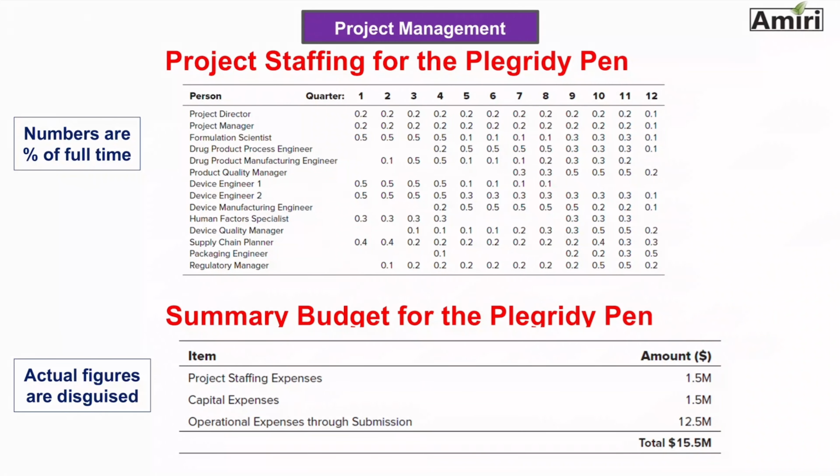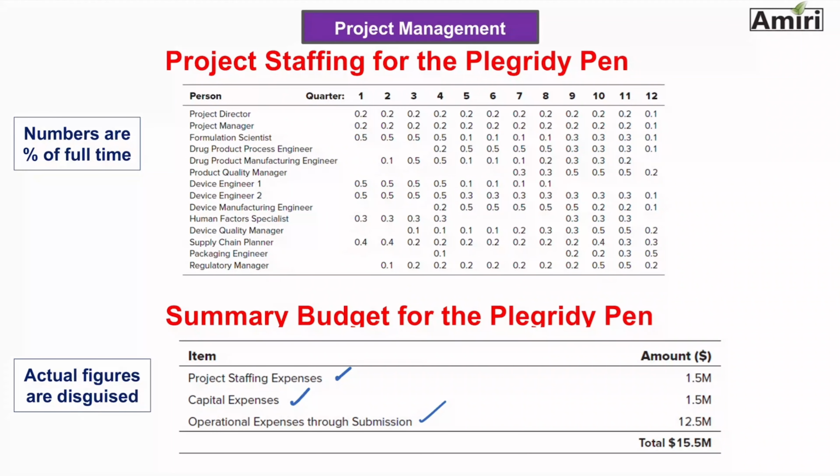Here's an example of project staffing and a summary of budget. Again, the budget documents for some of these projects could be tens or hundreds of pages long. This is just 3 major bullet points or major budgets for the development process.